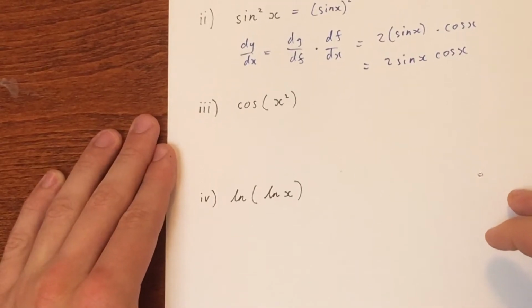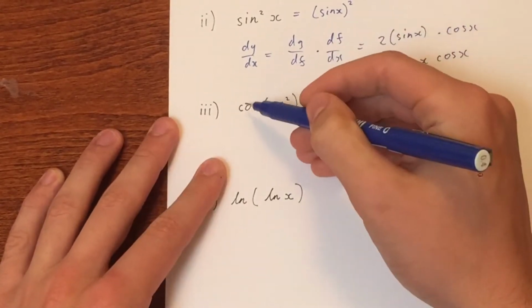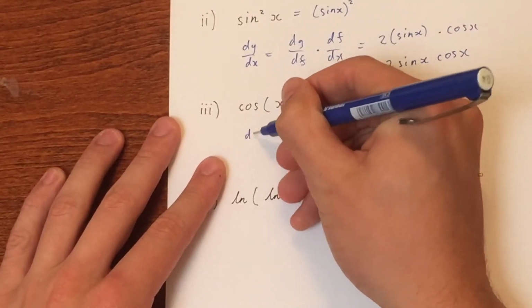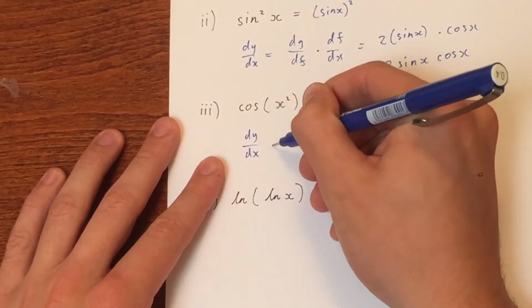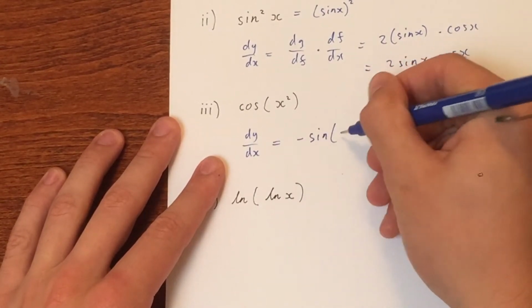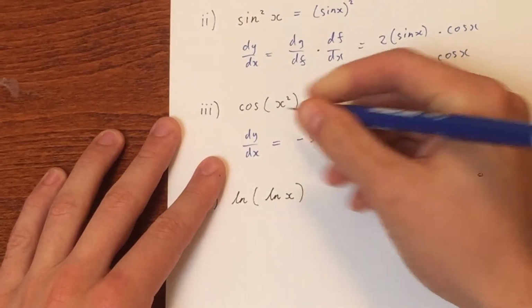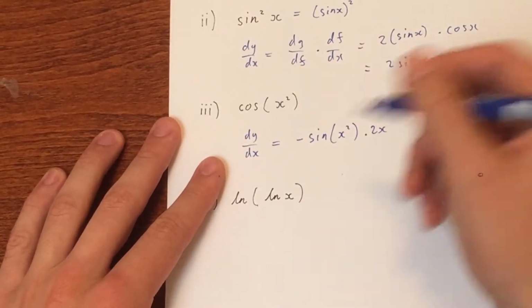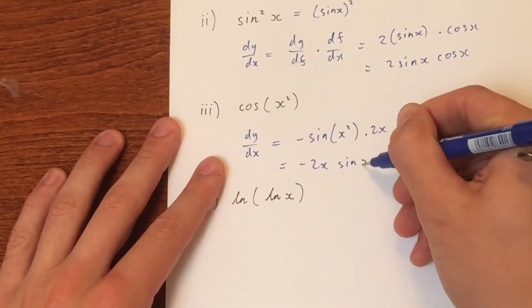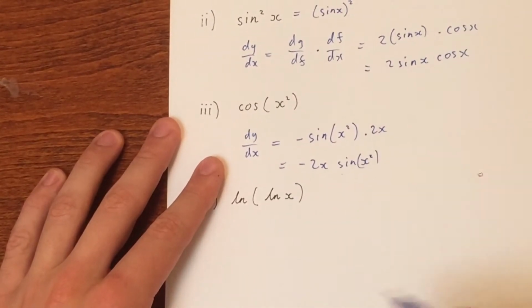Okay, and now cos of x squared. In this one, the outer function is cos, the inner function is x squared. So dy on dx is going to be negative sine of x squared times the derivative of that inner function, which is 2x. So we'd probably write that as minus 2x sine (x squared). I'll put that in brackets as well.